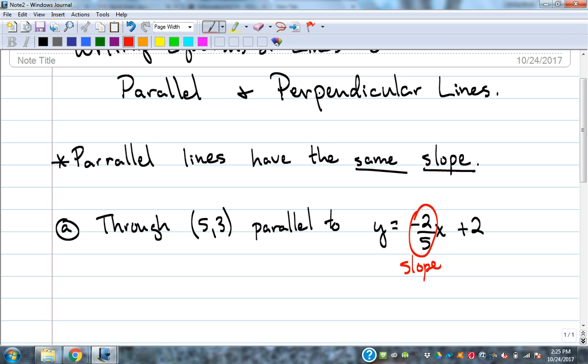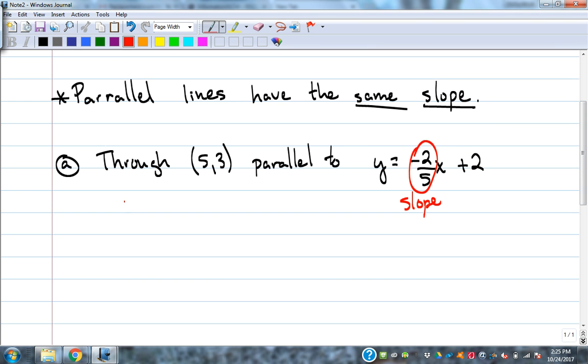So what form uses points and slopes? Point slope form. Let's start with that. y minus 3 equals negative 2/5 times (x minus 5), right? That's the point slope form.